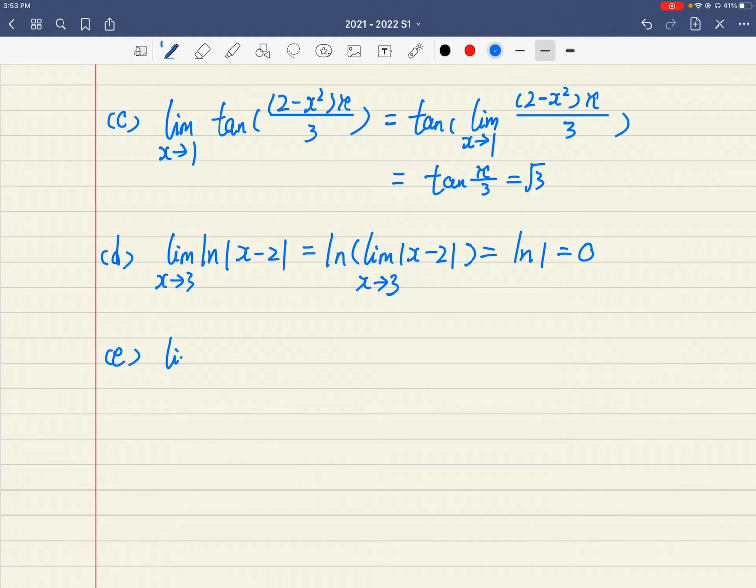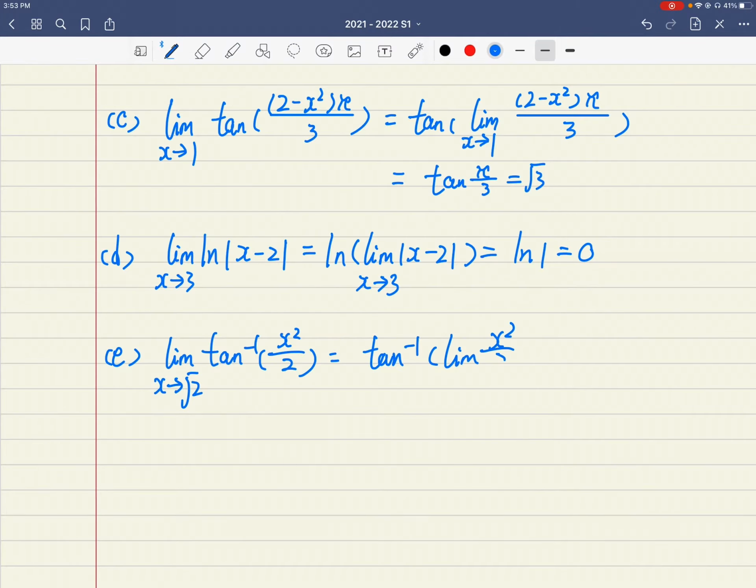Okay, part E, the limit of tangent inverse of x squared over 2, when x is approaching the square root of 2. So again, tangent inverse is a continuous function, so it's tangent inverse of the limit of x squared over 2 when x is approaching the square root of 2. Okay, so it's just tangent inverse of 1, which is pi over 4.